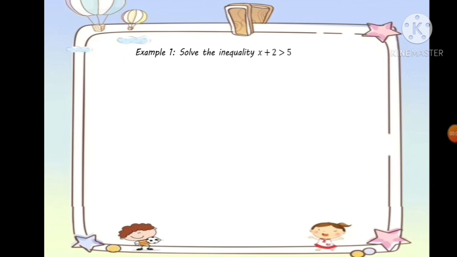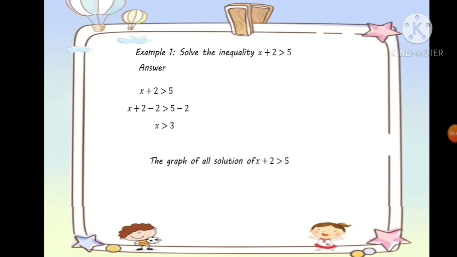Example 1. Solve the inequality x plus 2 is greater than 5. Answer: we can solve the inequality by using the addition or multiplication principle. x plus 2 is greater than 5. Subtract 2 from both sides. x plus 2 minus 2 is greater than 5 minus 2. So, we get x is greater than 3. We can draw the solution on a number line. This is the graph of all solutions of x plus 2 is greater than 5.